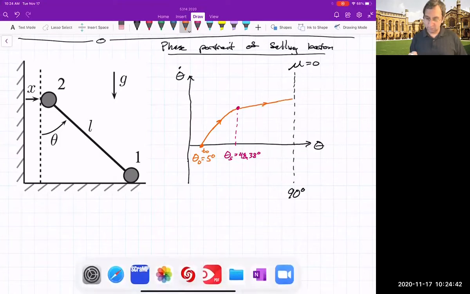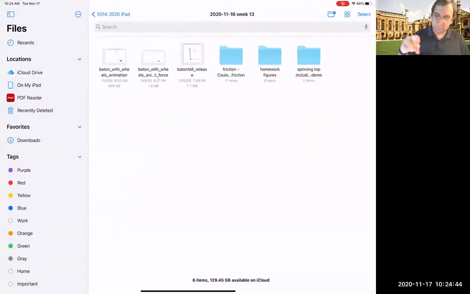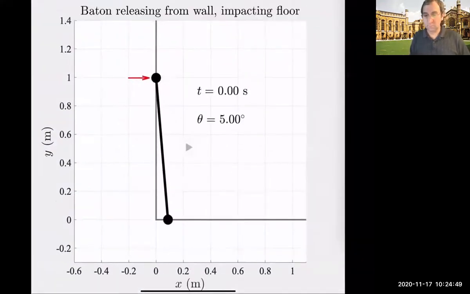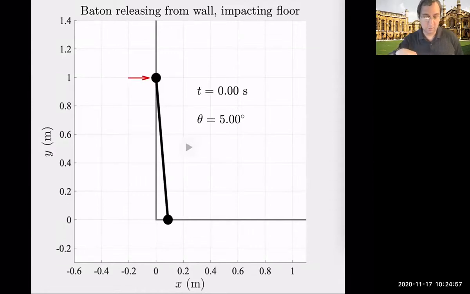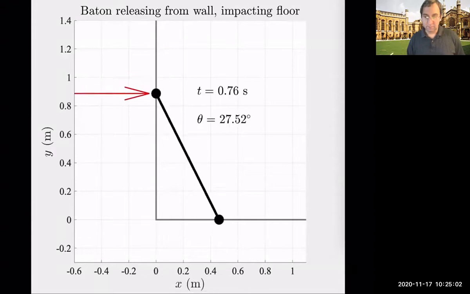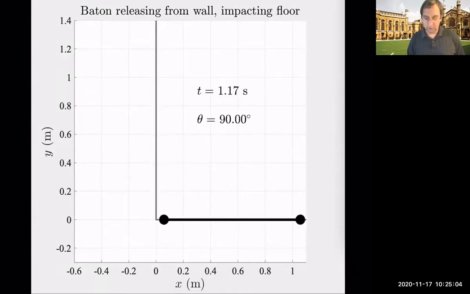And if you want to see a movie of that, because it's so cool, here is a movie. This is showing the baton releasing from the wall and then impacting the floor. So it starts at 5 degrees. I'm showing the reaction force of the wall. And then at some point, it releases from the wall and then quickly hits the ground. It all seems to happen in around 1.17 seconds.